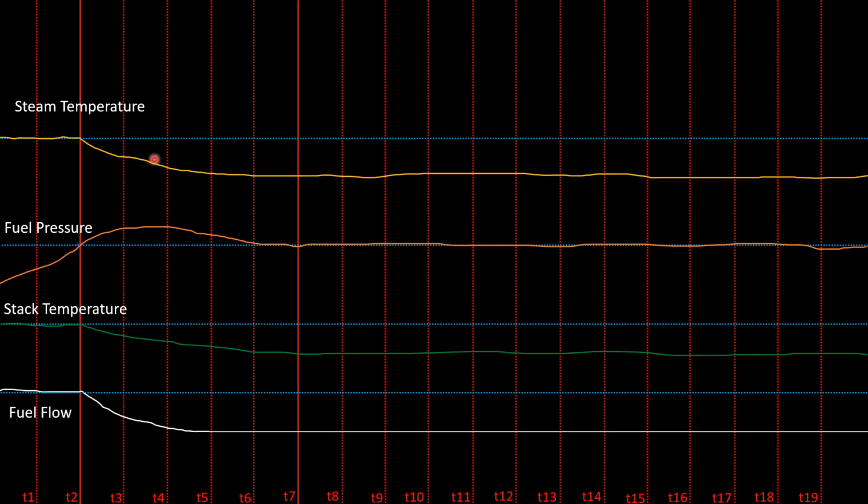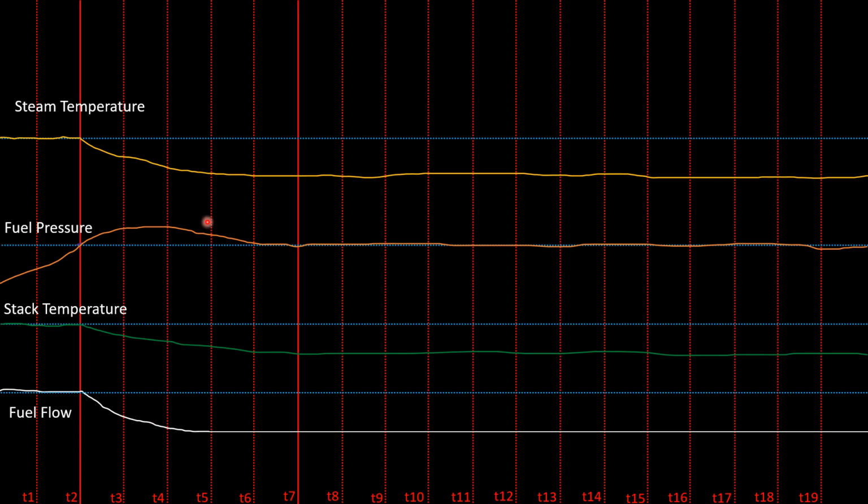As you can see in this example, we have four blue dotted lines. The first blue dotted line is the set point for the tank level controller, which is controlled by the fuel control valve. The second blue dotted line is the set point for the override controller for fuel pressure. The third blue dotted line is the set point for the override controller for stack temperature. And the fourth blue line is the initial value for fuel flow. And each vertical red line is a different sampling period.